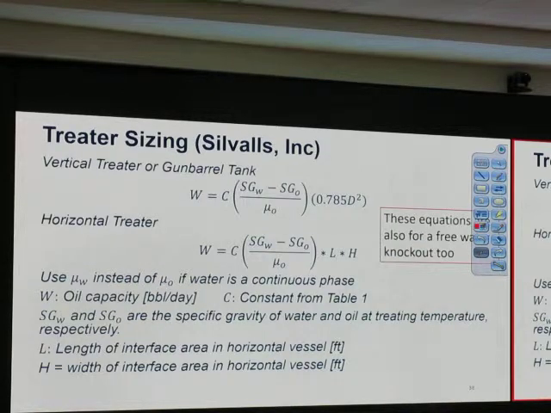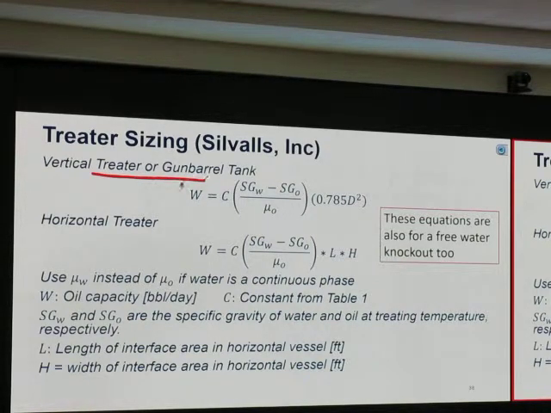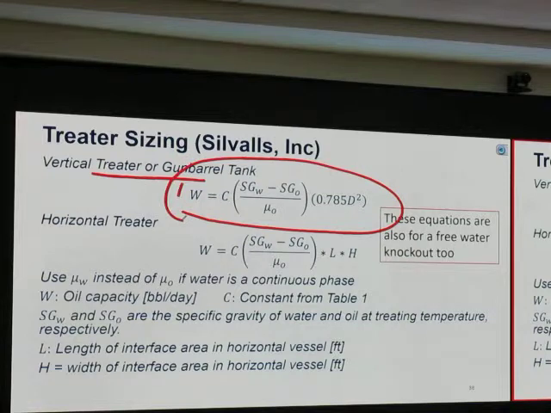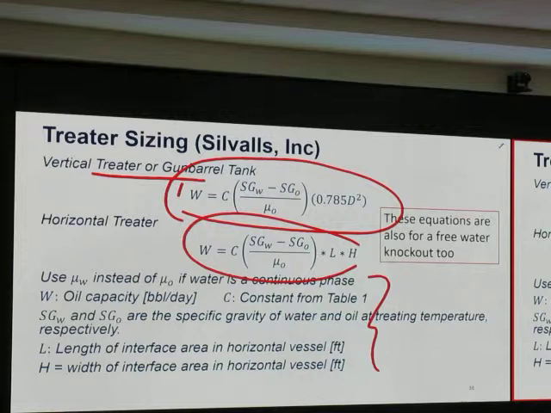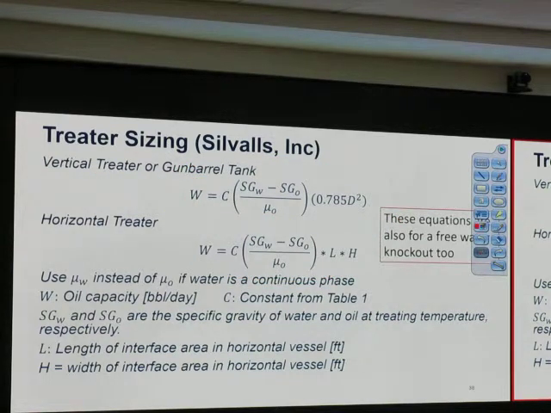Okay. The treater sizing, we may use it for gun barrel too. Okay. This is for the vertical one, this is the horizontal one, and the units are spelled out over there. The derivation is based on the terminal velocity equation. Okay, so we have the gun barrel equation. This tells us barrels of oil per day, C value from table 1.